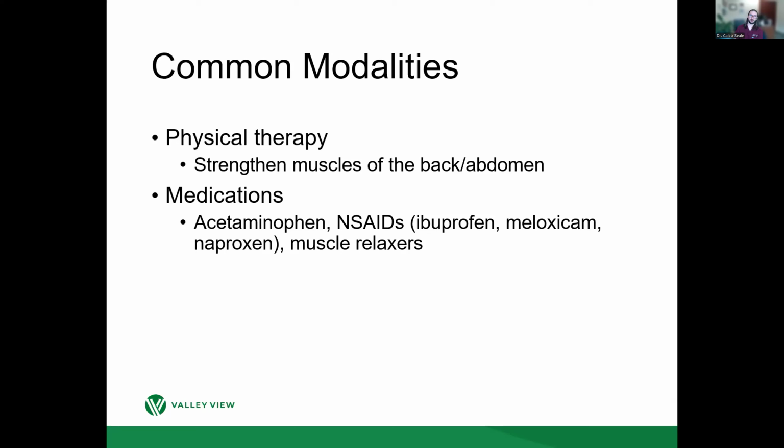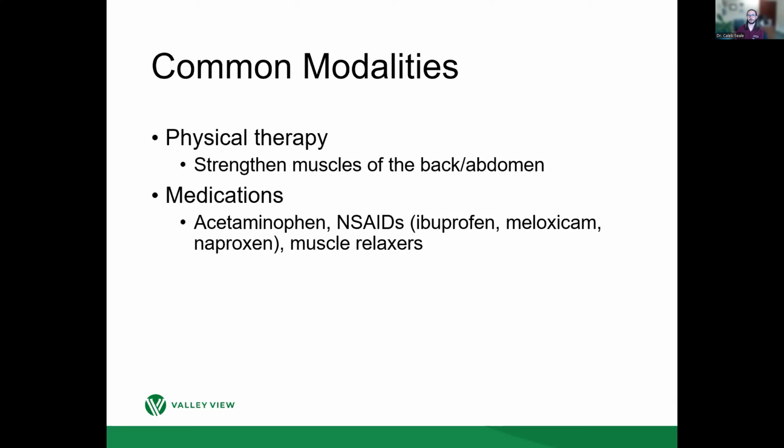However, it doesn't always work for everybody, and you need additional treatments. And that's when you start talking about medications. So, common medications: acetaminophen or Tylenol, NSAIDs such as ibuprofen, meloxicam, naproxen, and muscle relaxers.